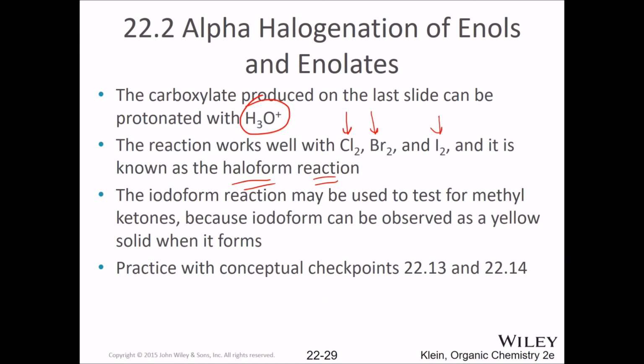All right. So the iodoform reaction may be used to test for methyl ketones because iodoform can be observed as a yellow solid. It's a precipitate. So CHI3 precipitates. Okay, now go practice with conceptual checkpoints 22.13 and 14 and then come back. I think we've got one more slide in this presentation.